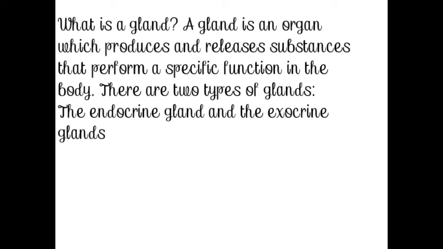So we're going to look at a gland. We define a gland. A gland can be defined as an organ which produces and releases substances that perform a specific function in the body. So the products that are being talked about that are released by glands are hormones. There are two types of glands: endocrine glands and exocrine glands. In this case, we'll be talking about endocrine glands.